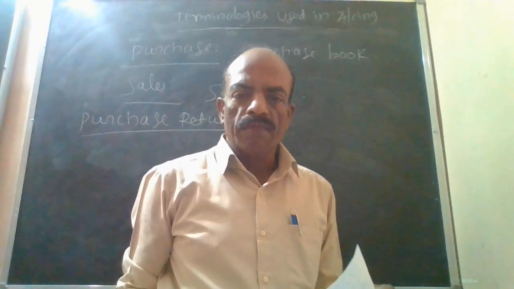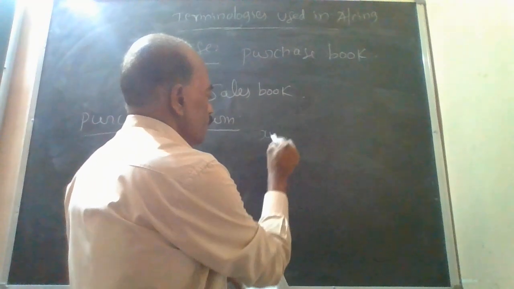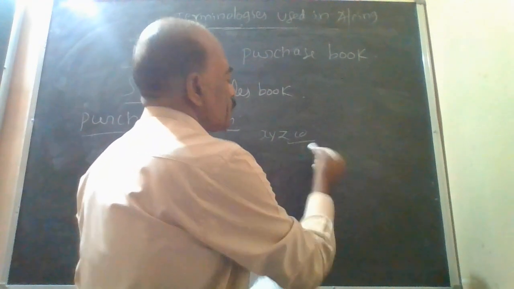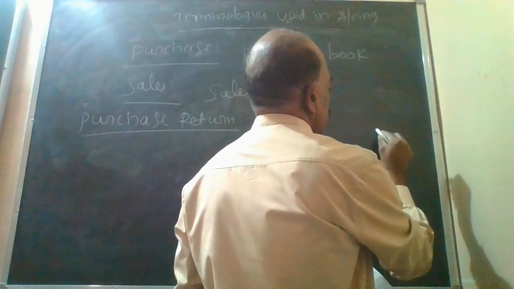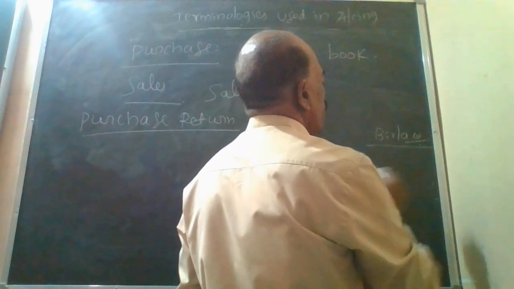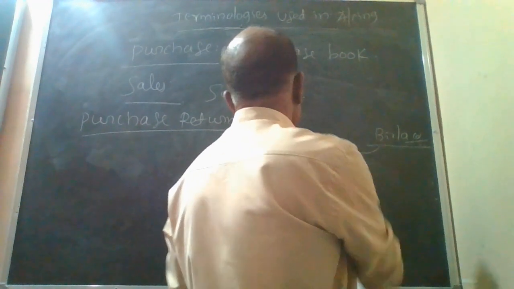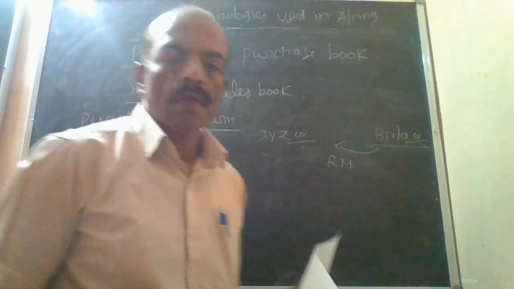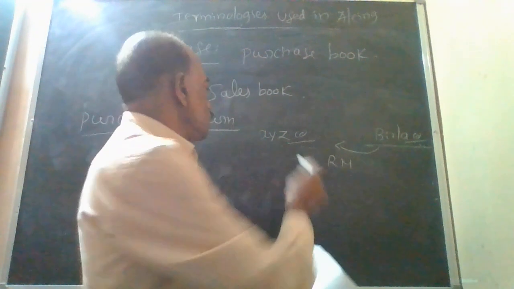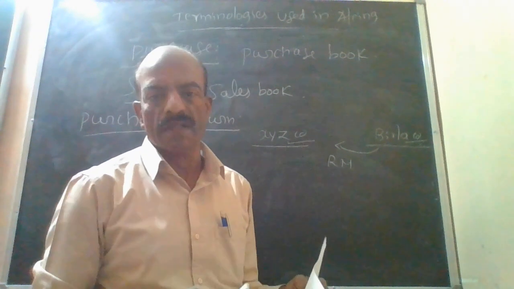So purchase return. For example, we purchase certain goods. Ours is XYZ company, and we purchase the goods from Birla. Birla company supplies certain raw material to our company, XYZ company. After purchasing the goods, our company analyzes that certain defects or damages are there.